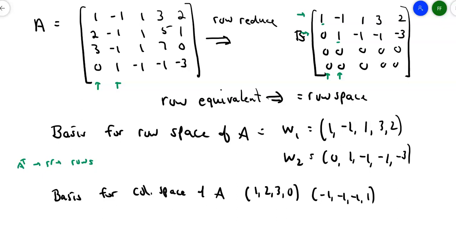Okay. Notice something sort of interesting between the last example and this example. In both cases, we came up with the same number of vectors in the row space as we did in the column space.